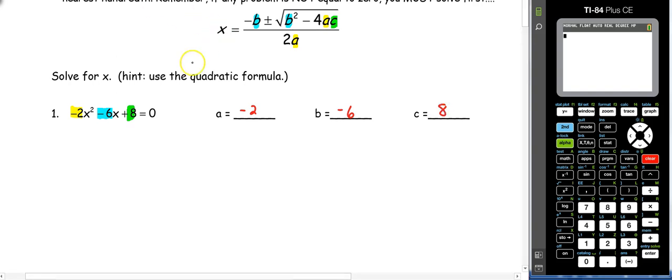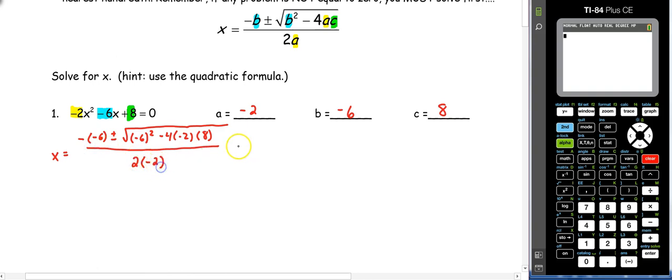So we're going to substitute into the quadratic formula just like we did in the video before. So we have x equals -b. So negative times the b value, which is -6, plus or minus the square root of b squared. So b squared is -6. We have -6 squared minus 4 times the a value, which is -2, times the c value, which is 8, all over 2 times the a value. So 2 times -2.